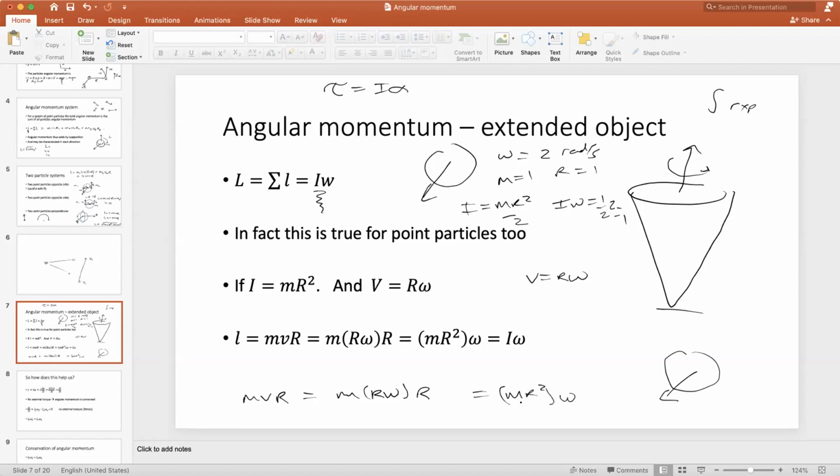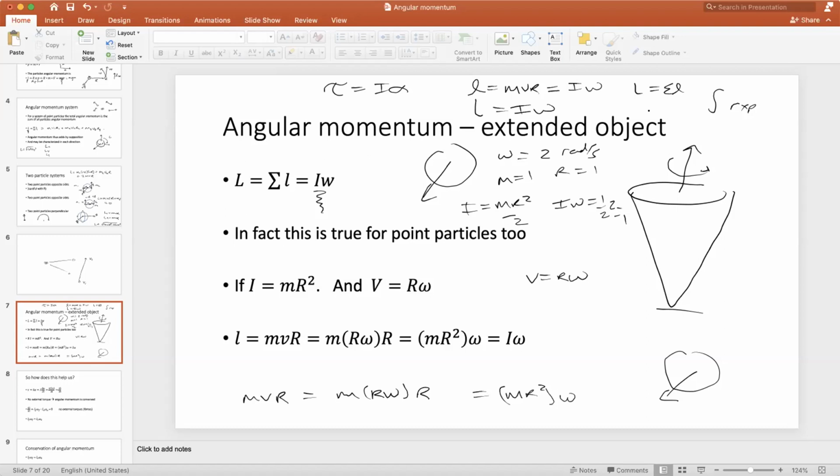So what you have here is two ways of defining L. L is either MVR for a point particle, which is I omega, or for a bigger particle, it's I omega, I of the object. And if there's more than one point particle, it's the sum of the little L's. And that's all you have to do. You just add them up.